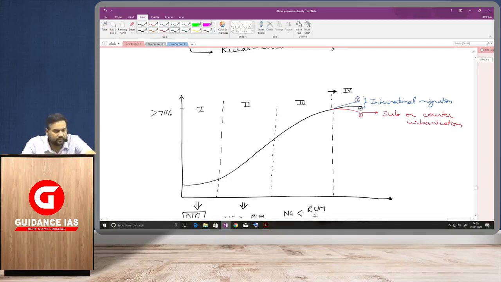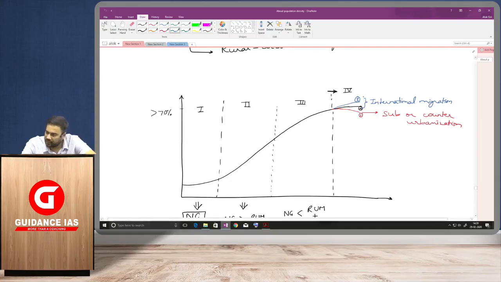Out of this, which of these scenarios would I say is represented by Anglo-America? It is the third scenario. It has been on average growing. What is the basic reason for this growth? International immigration is the reason for this growth.